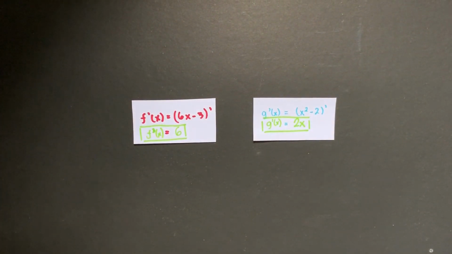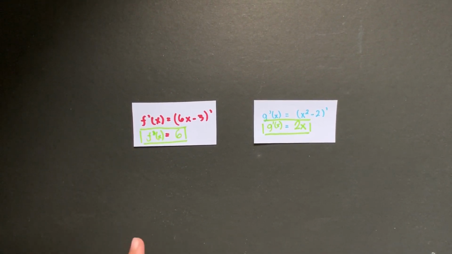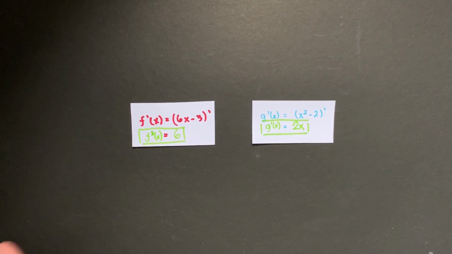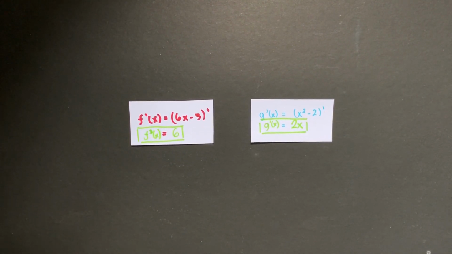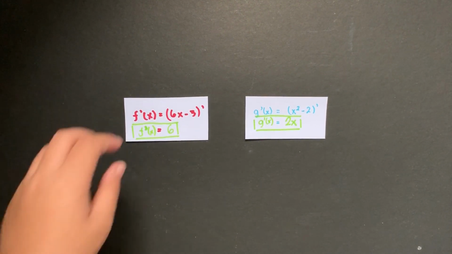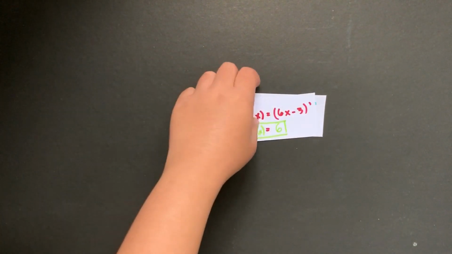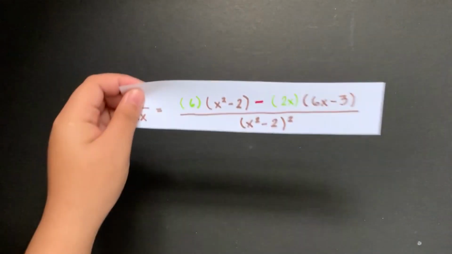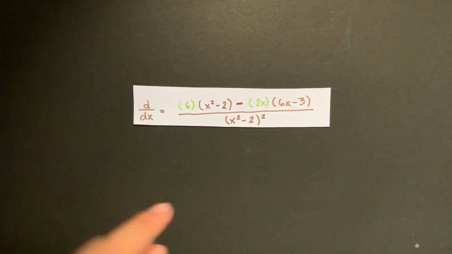With the use of power rule and the constant rule, the answer would be 6. And we also know that our g of x is x squared minus 2. Again, with the use of power and constant rule, the derivative of g of x is 2x. After getting all the derivatives, you plug them into the quotient formula.